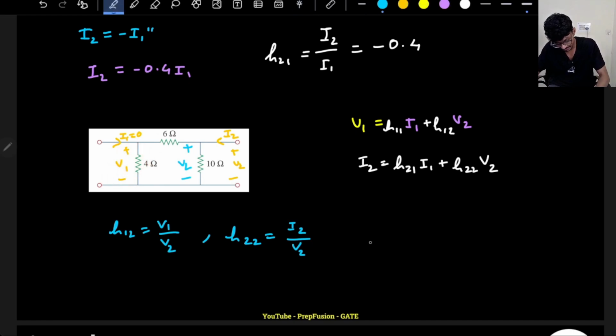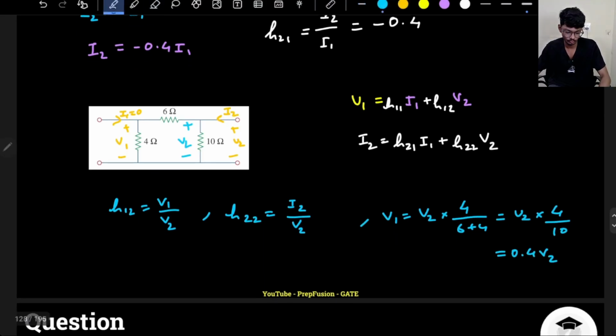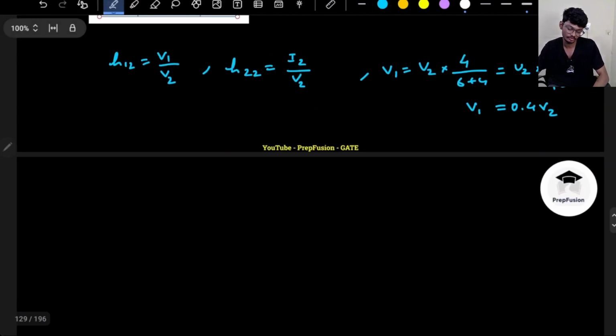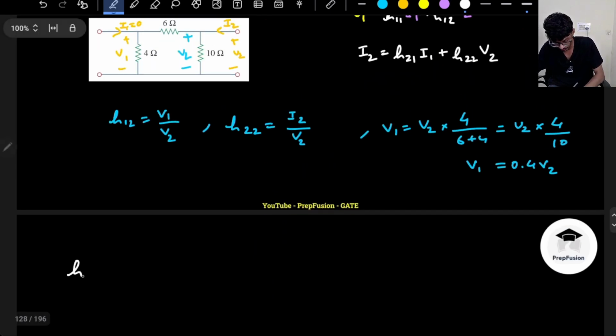So what I can write is V1 will be the voltage division of V2 into 4 divided by 6 plus 4. So it will be V2 into 4 divided by 10, that is 0.4 V2. This is my V1 value. I have to find out the ratio H12. H12 is V1 divided by V2, so it will be 0.4.